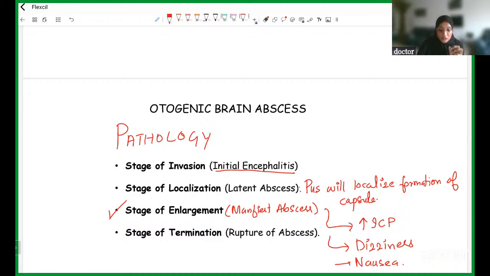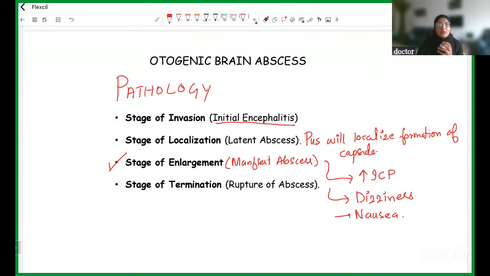Now, for the stage of termination, the abscess might rupture. Now, this is a very dangerous stage. An expanding abscess in the white matter of the brain will rupture and enter into the ventricles and subarachnoid space. Now, this is very fatal and the patient will have fatal meningitis.